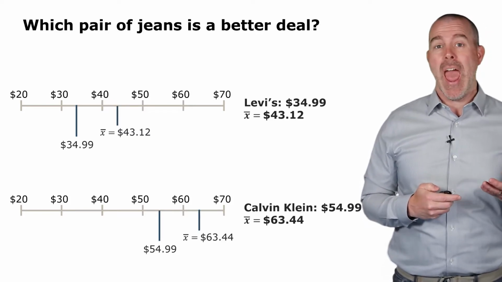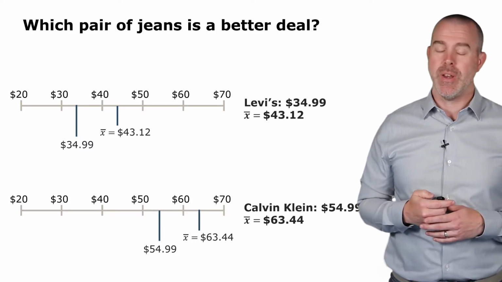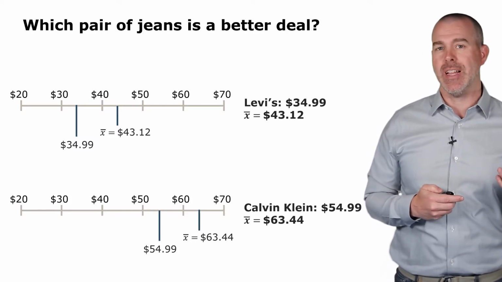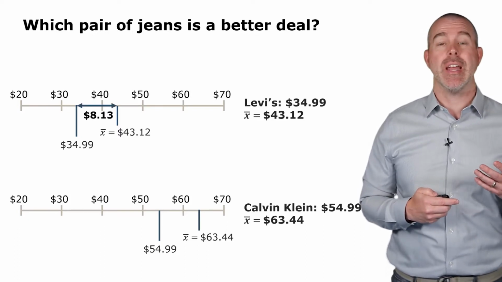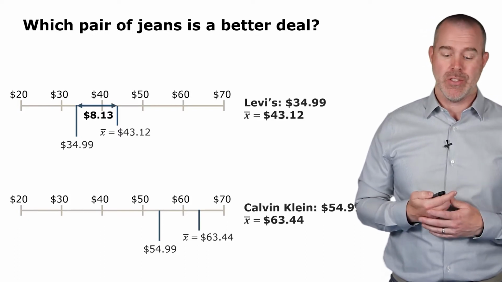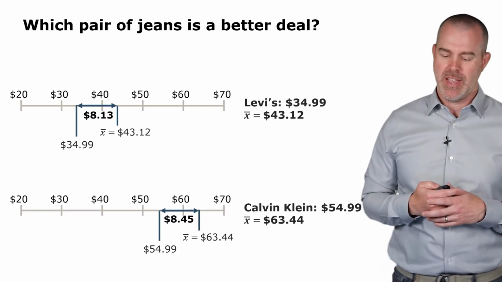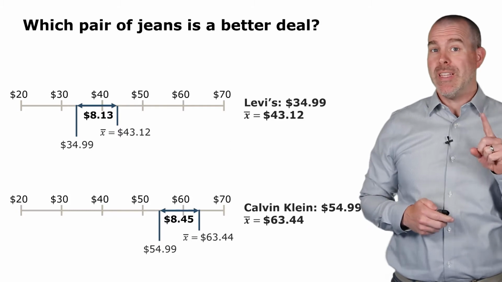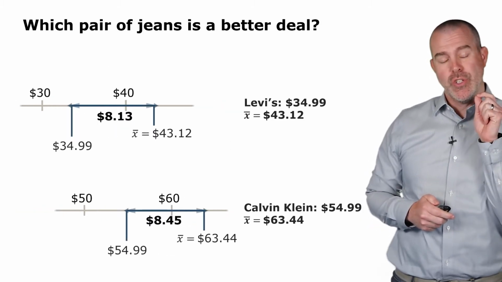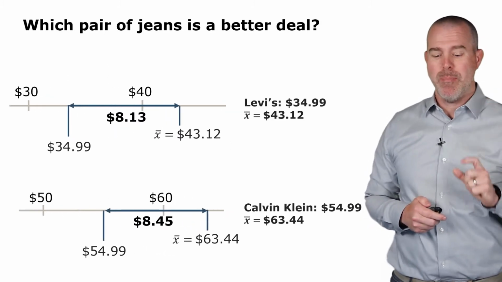Let's suppose that the average Levi's price is $43.12. The average Calvin Klein is $63.44. So we could certainly look at the difference from the mean. Levi's $8.13, Calvin Klein $8.45. But there could be more to it. Let's dive in a little bit deeper and focus just on that difference from the mean.